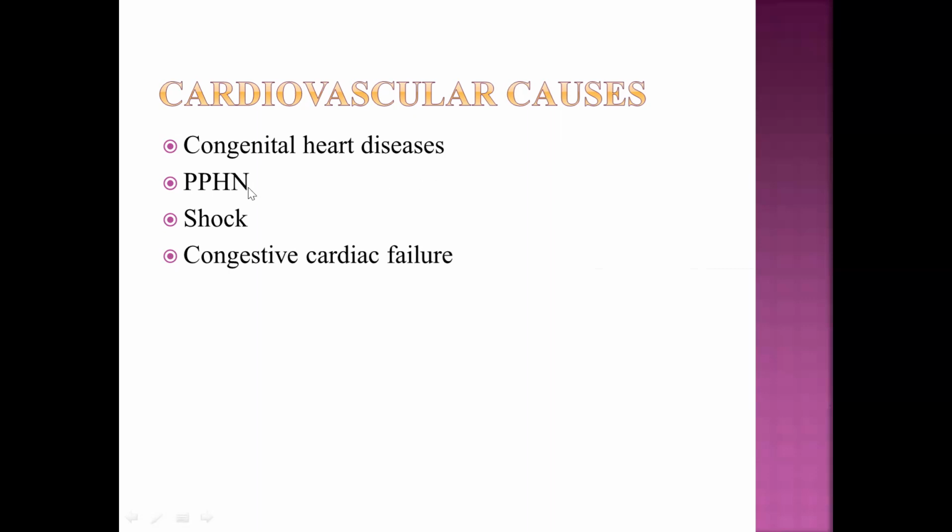Or a case of PPHN, which can be primary or secondary, with labile saturations, with a pre-post difference of more than 5 to 10, requiring pulmonary vasodilators. It's better to intubate and mechanically ventilate the baby. Next would be a case of shock, to reduce the work of breathing and myocardial oxygen demand. And cases of congestive cardiac failure, severe anemia, a large PDA.